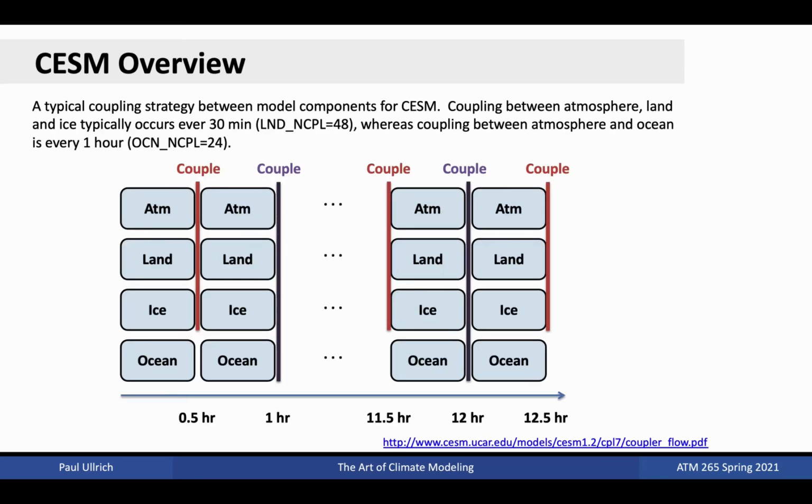As mentioned before, atmosphere, land, and ice are typically coupled at 30-minute intervals. This requires moving data and fluxes between land, ice, and atmosphere grids as needed. As of CESM2, ocean-atmosphere coupling is also performed at hourly intervals, though previously the ocean was coupled at a much lower frequency of once every 12 hours. This was typically not an issue, as the ocean evolves over relatively slow timescales.